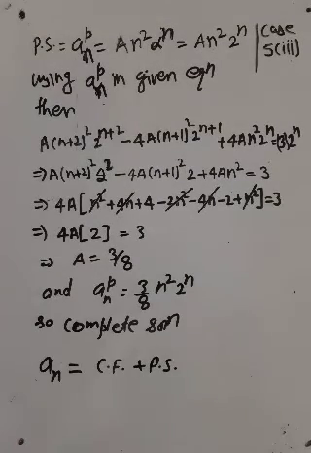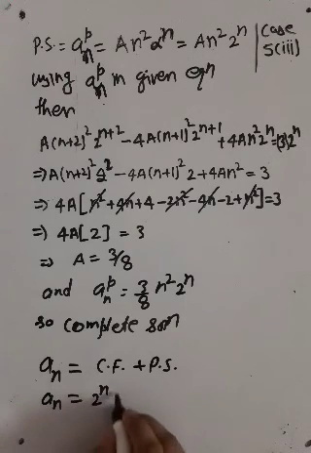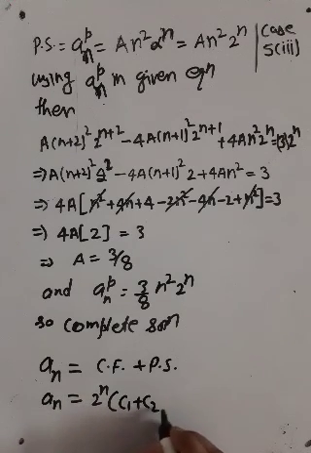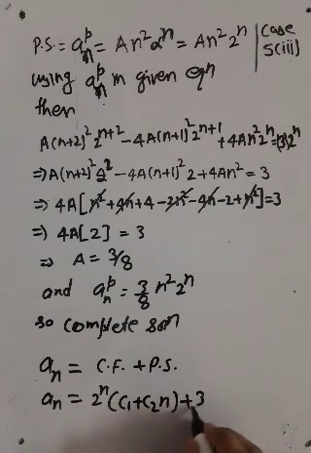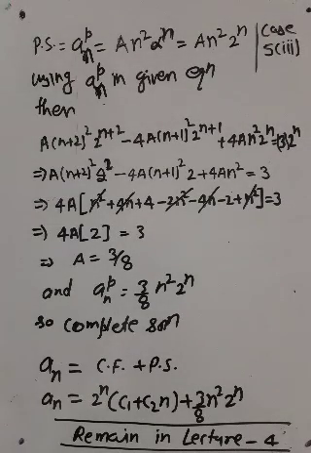So the complete solution, an is equal to CF plus PS. It implies an is equal to 2 raised to n, c1 plus c2n, plus 3 by 8 n square 2 raised to n. The remaining part of recurrence relation is in lecture 4.